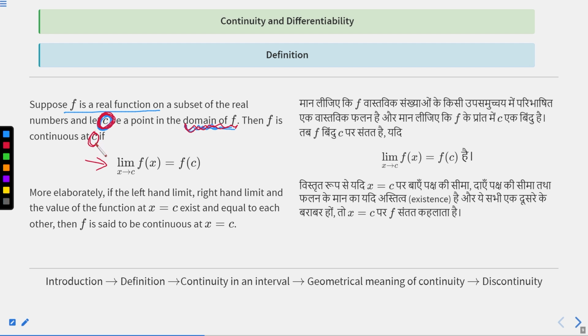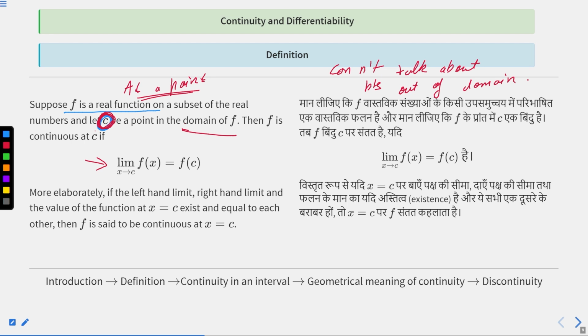A function is continuous at a point. We are talking about a point, and first of all that point must belong to the domain. You cannot talk about points out of the domain. You are restricted to only talk about points which are in the domain.